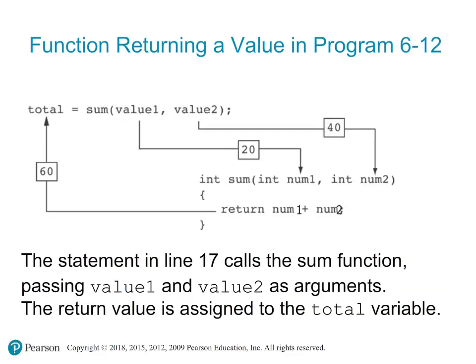In main, value1 is initialized to 20 and value2 is initialized to 40. So when in main we call sum(value1, value2);, the 20 and the 40 will be copied into num1 and num2 in the sum function. And then inside the sum function, it returns num1 + num2, and the result 60 will be returned and stored in the total variable.